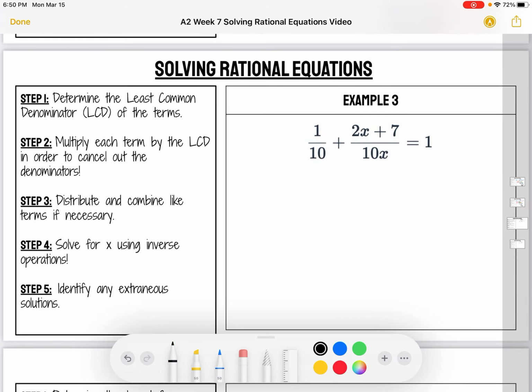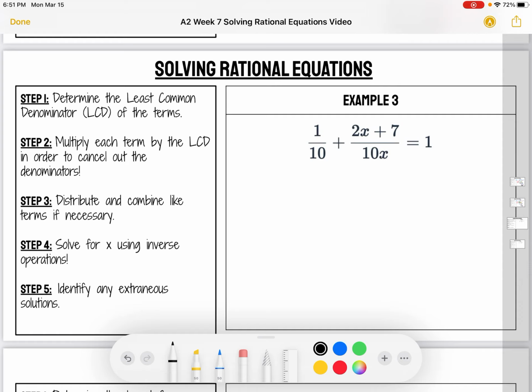Now example 3. This is like the second section of the Delta Math, which is solving rational equations with least common denominator or least common multiple. So with this, we're going to have a little bit of a different situation when we try to determine the least common denominator.